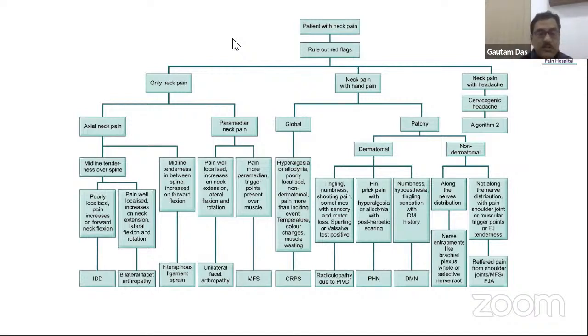Apart from that, all other tests, whatever is there, you have to do all those things. So this is your paramedian neck pain, the facet and the myofascial.